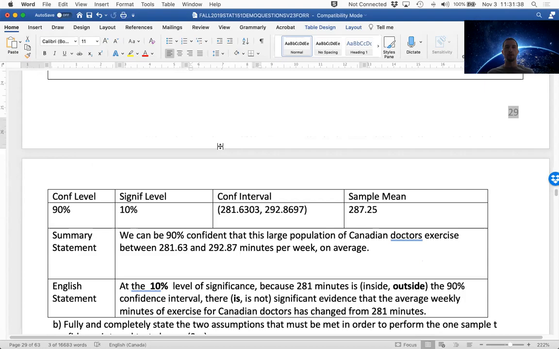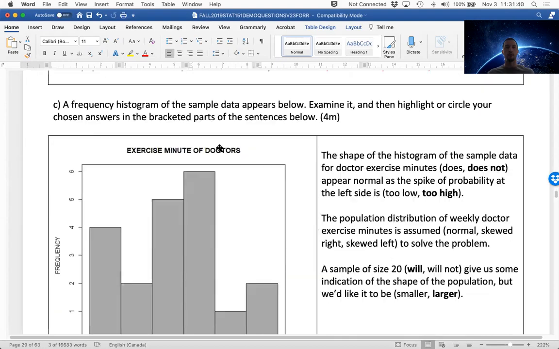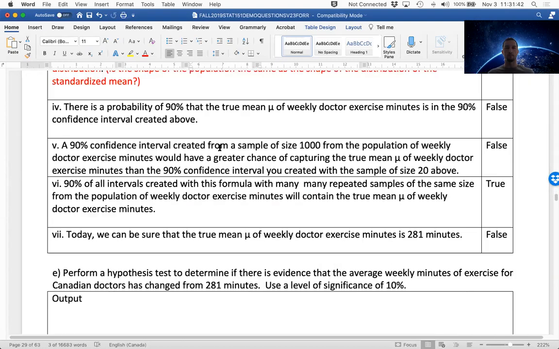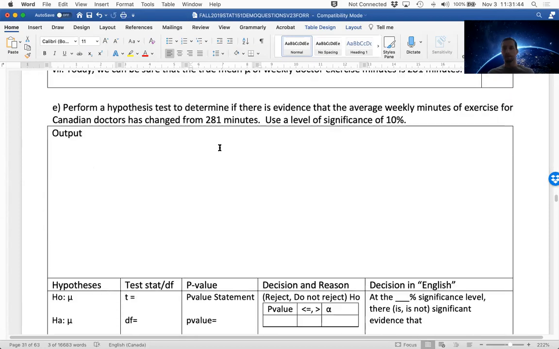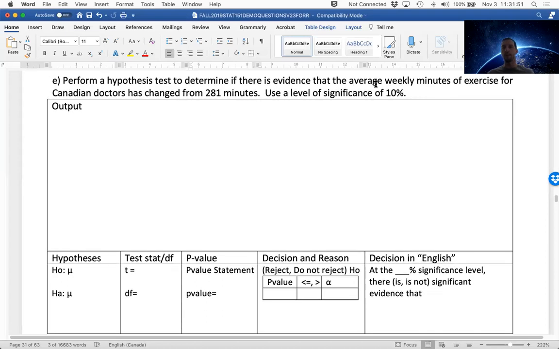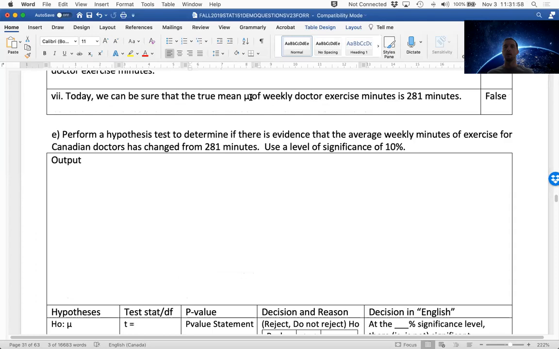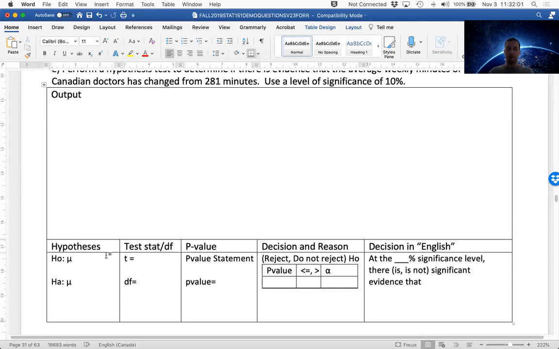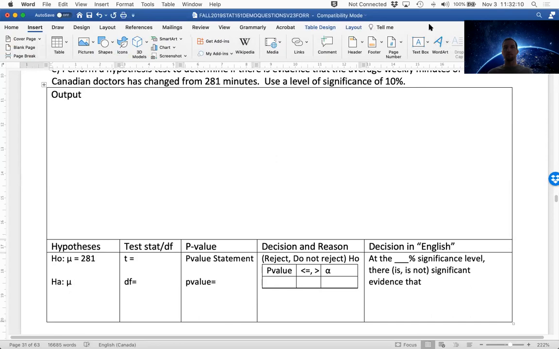In part E of this question, we're asked to perform a hypothesis test to determine if there's evidence that the average weekly minutes of exercise for the Canadian doctors has changed from 281. So to set this up, we have the following. Mu equals 281, and then we have mu not equal to 281.